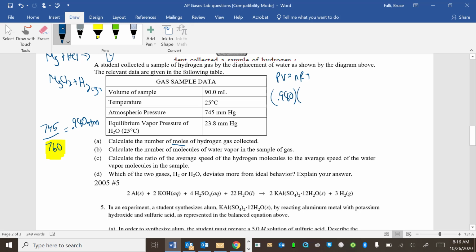I don't know why I sound so calm and cool and collected today. But the volume of the sample is 90 milliliters. No, not 90 milliliters, 0.090. I'm going to put liters on there. So if you recall, this is the one that's pretty darn picky about it. We're solving for n. R is 0.0821, as long as I'm using liters and atmospheres and moles Kelvin.